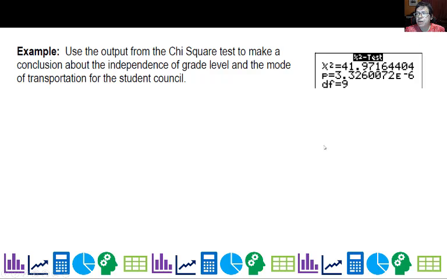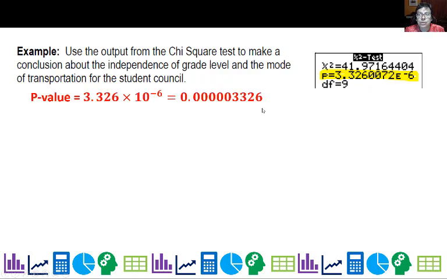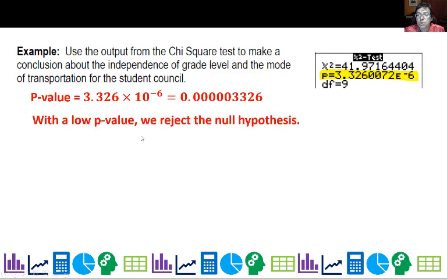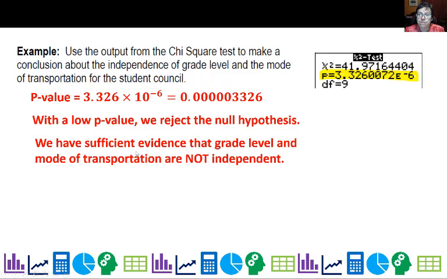All right. Now, use the output from the chi-square test to make a conclusion about the independence of grade level and the mode of transportation for the student council. Well, see, we have a very small p-value, 3.32 times 10 to the minus 6, really 3.33. Either way, darn close to 0, all right? So with a low p-value, we reject the null hypothesis. We have sufficient evidence that grade level and mode of transportation are not independent.